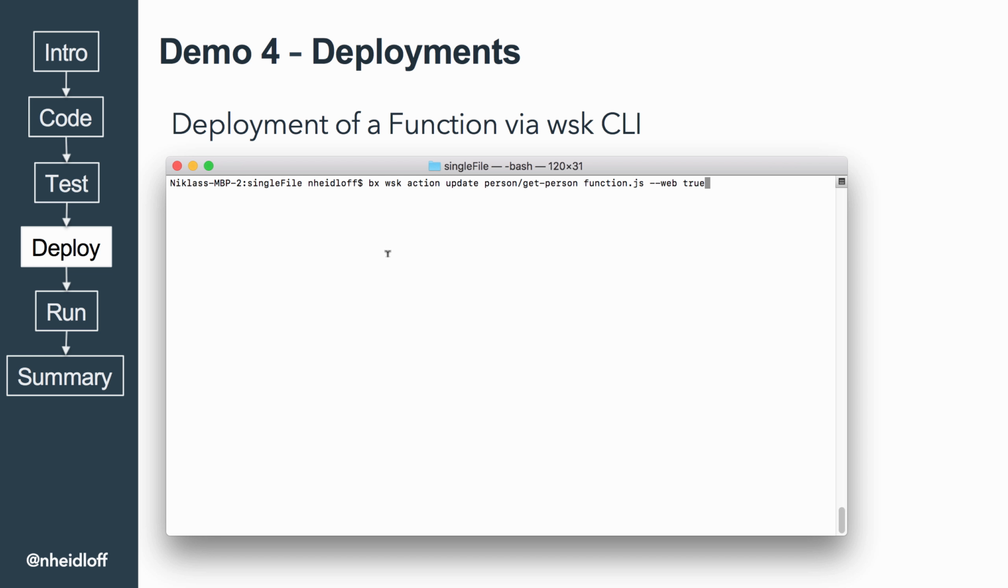In this case, I'm using the IBM Cloud CLI, bx, and then I do an action, in this case update. I could also say create. I give it a name, person/getPerson. Function.js is the file with our source code, and then I mark it as a web function, which means that it's accessible via HTTP. So that has been done.